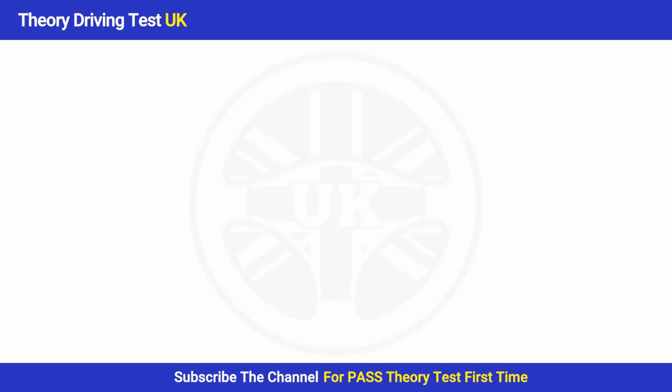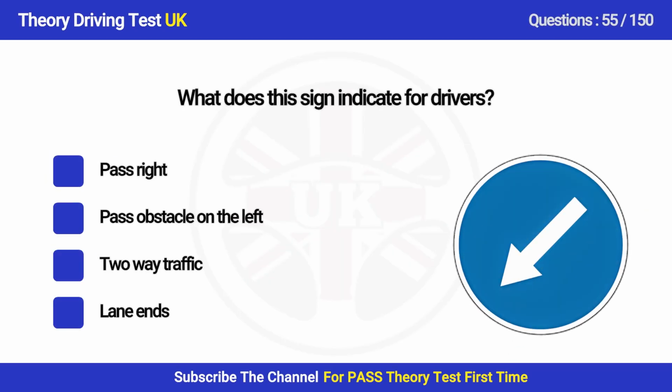Question 55. What does this sign indicate for drivers? A. Pass right. B. Pass obstacle on the left. C. Two-way traffic. D. Lane ends.